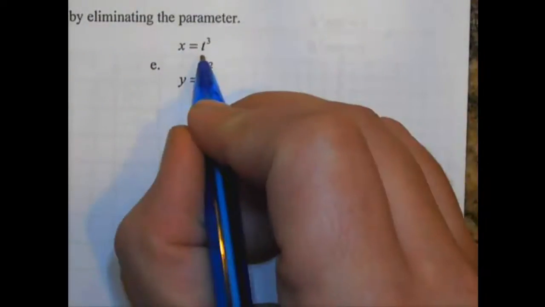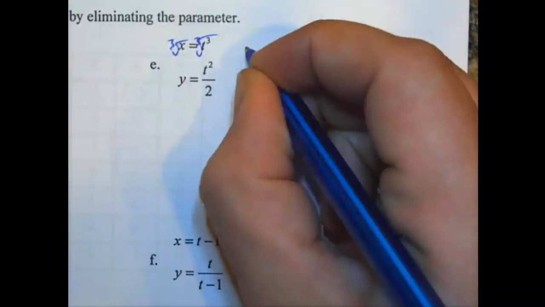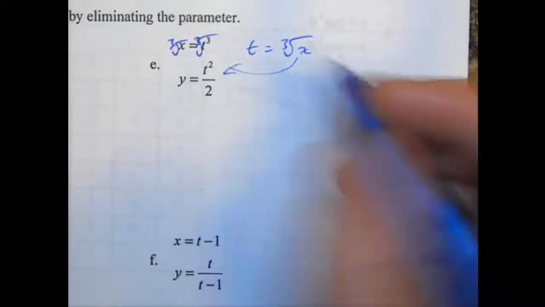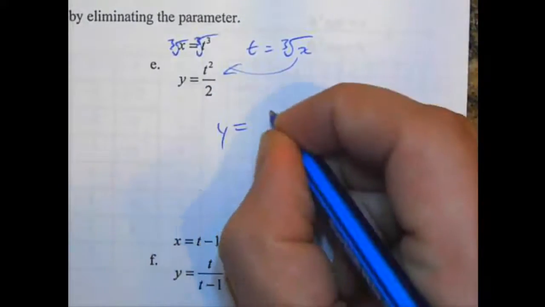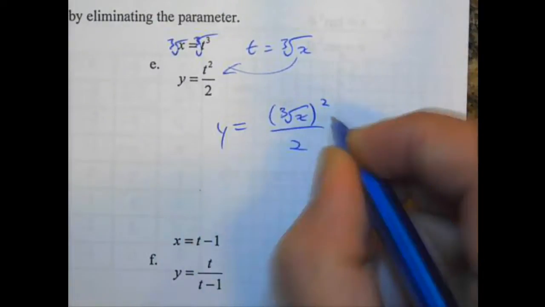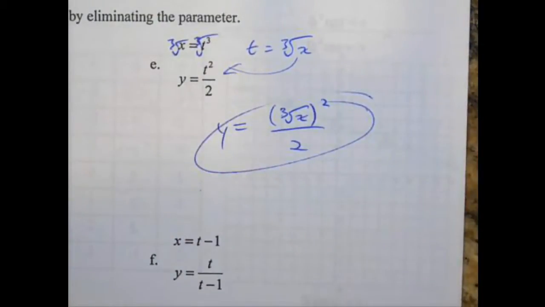All right, but to get t by itself, you can take the cube root on both sides. So we have t equals the cube root of x. If I plug that into my y equals, I have y equals the cube root of x squared over 2. That's cool like that. All right, moving on a little bit.